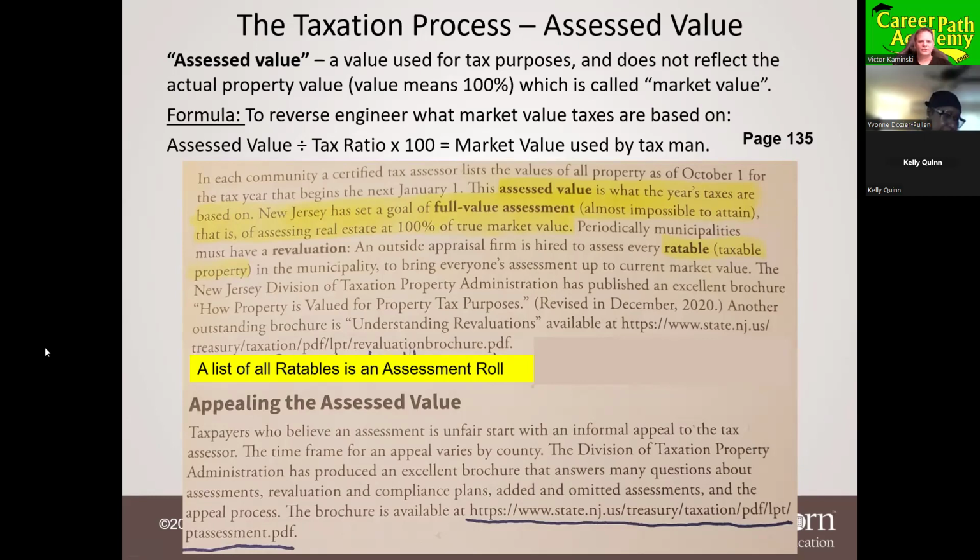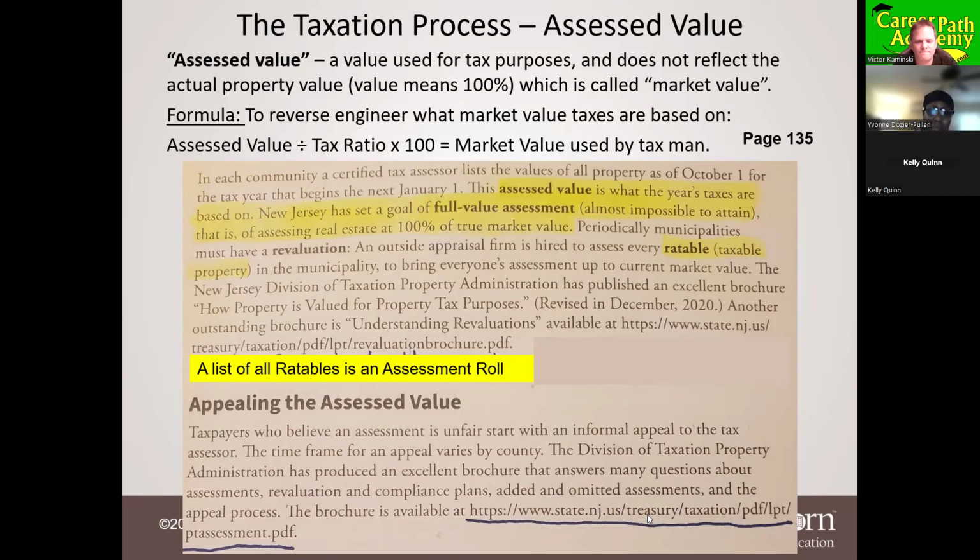And if you feel like you're being overtaxed, you can see that here's a link to a tax assessment guide on how to appeal the tax assessment.